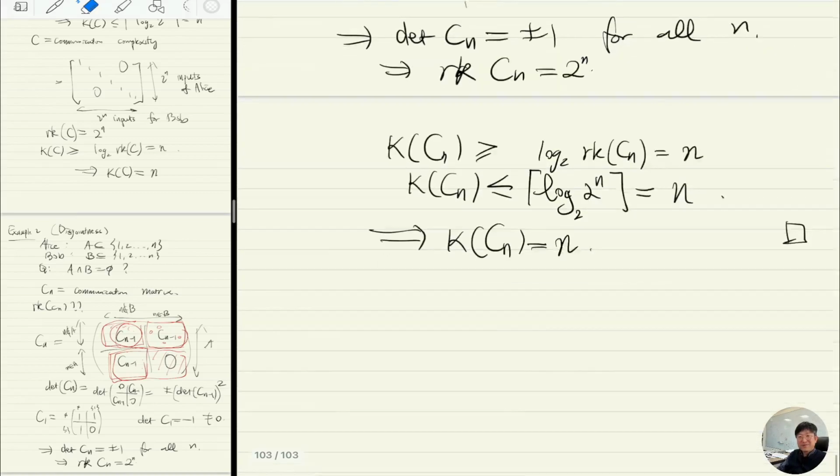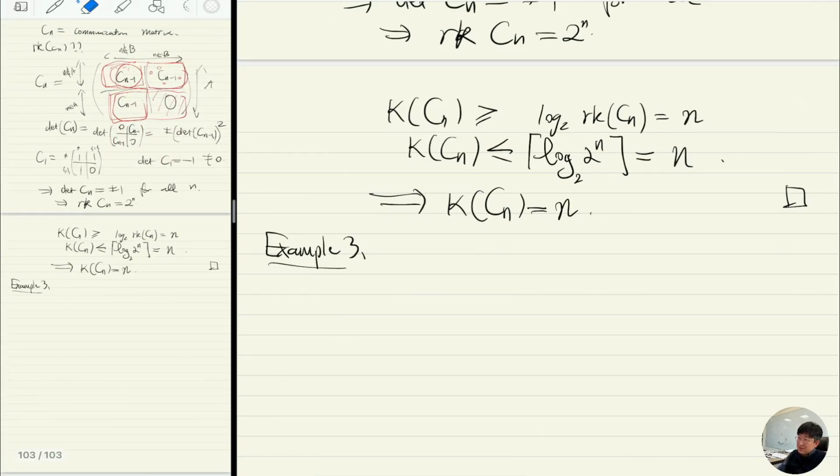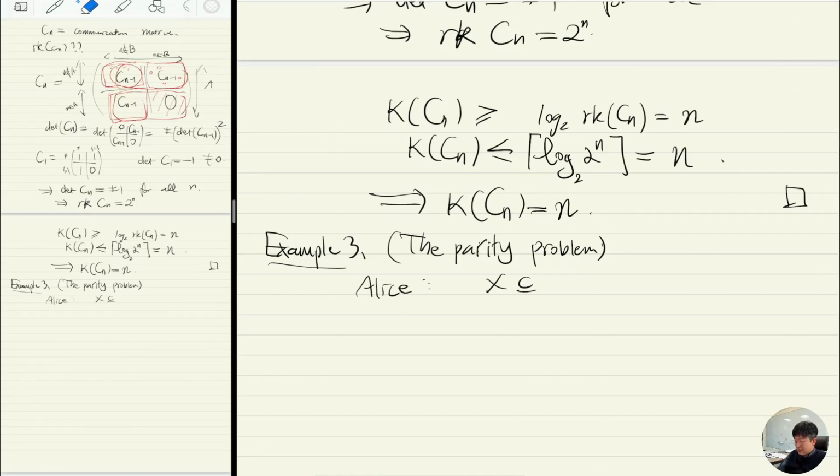Right? So in both problems, we were able to determine precisely what the communication complexity is. Now, let me show you another example. Example 3, called the parity problem. Alice receives a set X, that's an input. Bob also receives a set Y, that's an input.